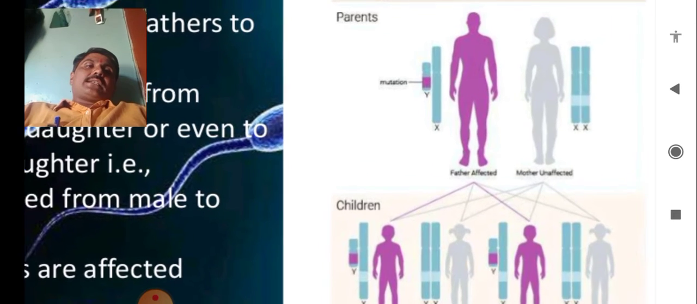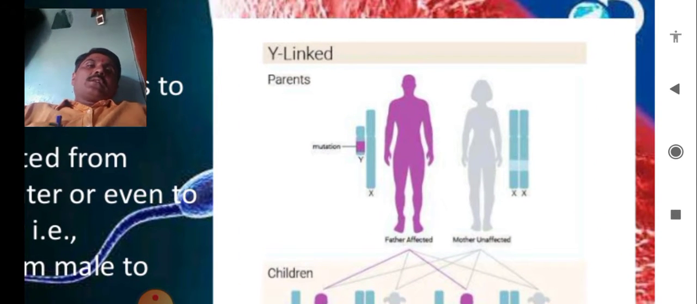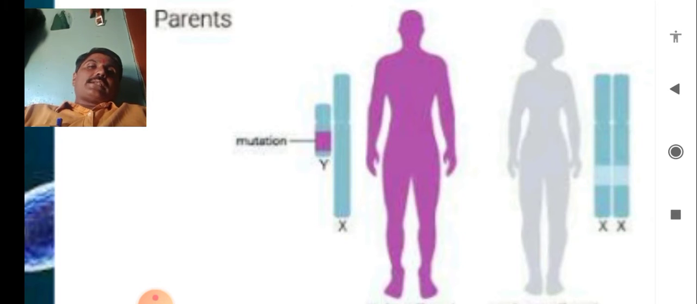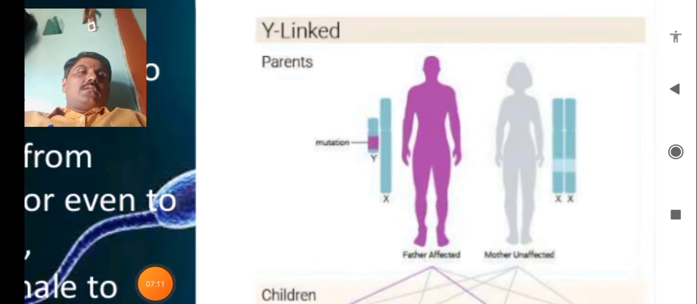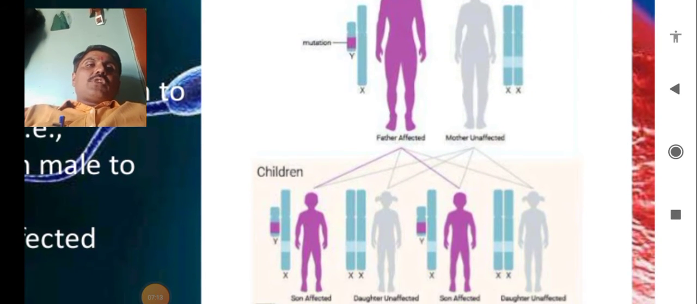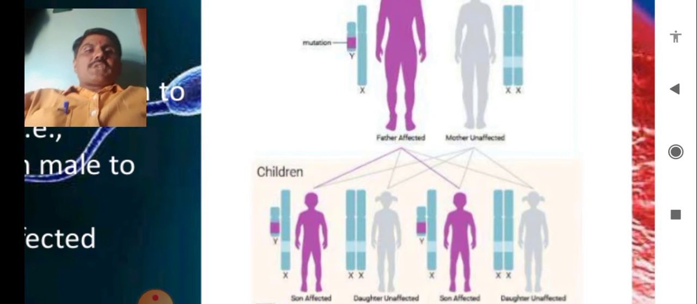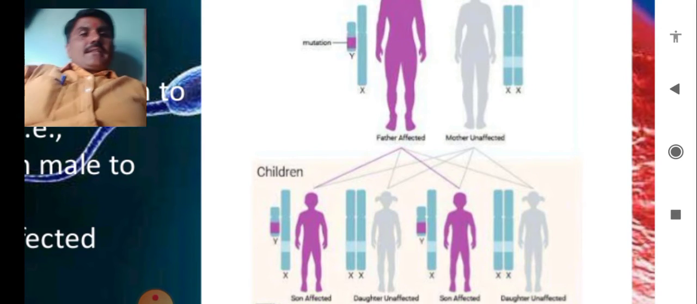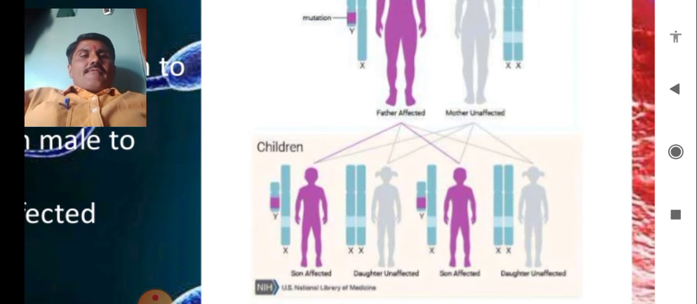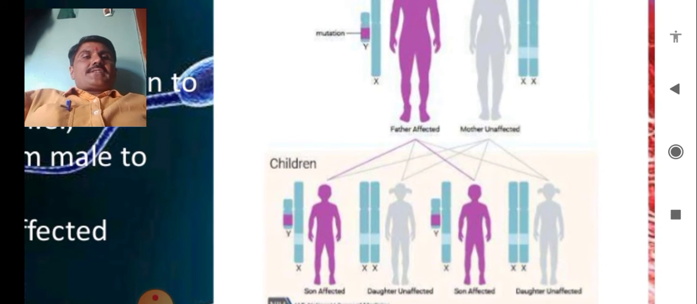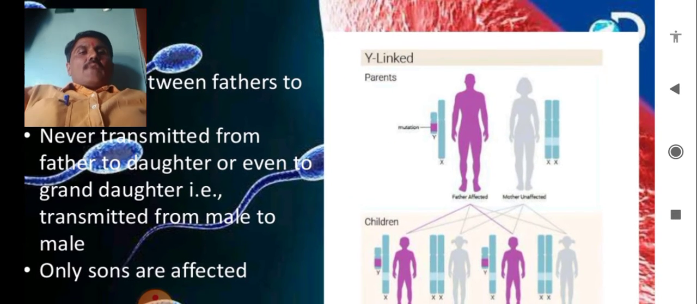Well, friends, this is the chart we are observing on the screen. In Y-linked inheritance, we see the father is affected and the mother is unaffected. The mutated Y gene is shown in pink color, and the mother is unaffected. So what will the progeny be, the expected progeny seen from the fertilization of these two? The children are such that the sons are affected and the daughters are unaffected. In this case, daughters are unaffected and sons are affected. Well, this is Y-linked inheritance.